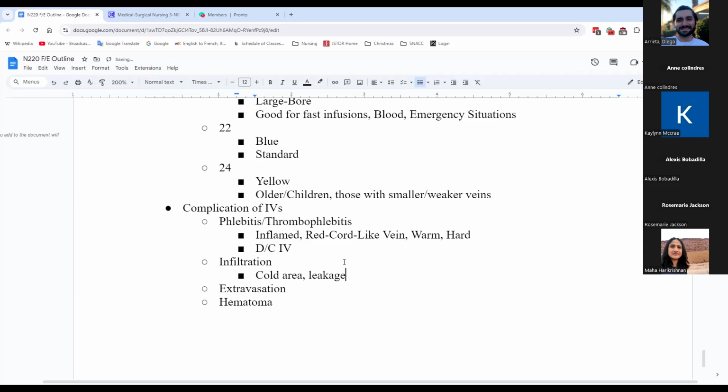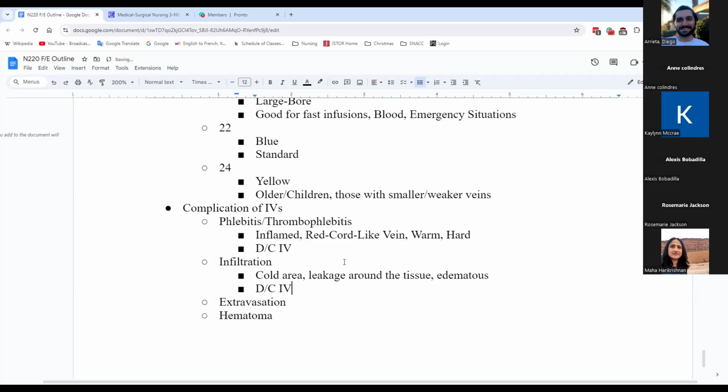Sure. Leakage around the tissue is good. Yeah, they call it edematous, which means it's edema-like. Perfect. And how do you treat this one? Or what do you do with this one?